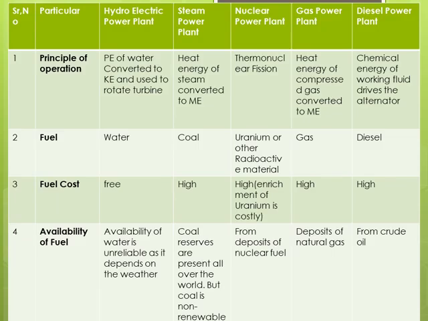Availability of fuel. So availability of water is very unreliable as it depends on the weather, or you can say on rainfall. In steam power plant, coal reserves are present all over the world, but the coal is non-renewable. Then nuclear power plants from deposits of nuclear fuel. Then for gas, deposits of natural gas. Diesel we get from crude oil.